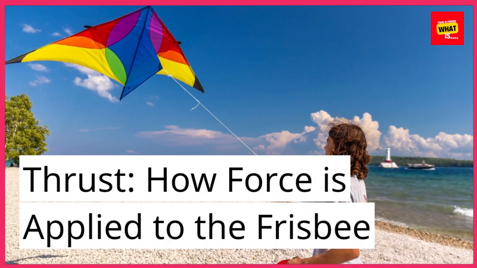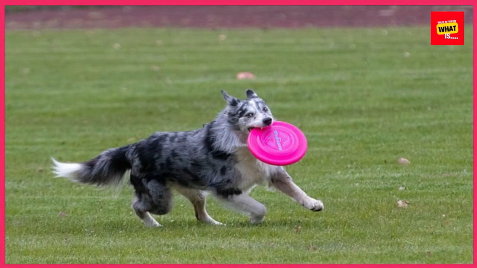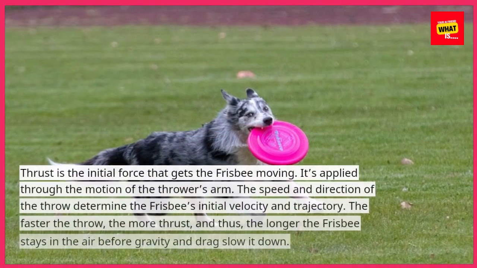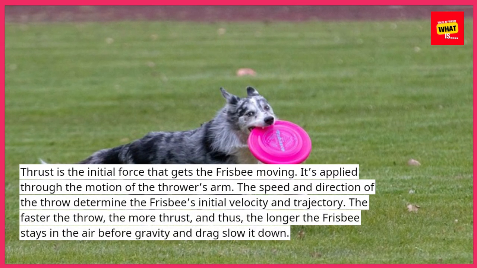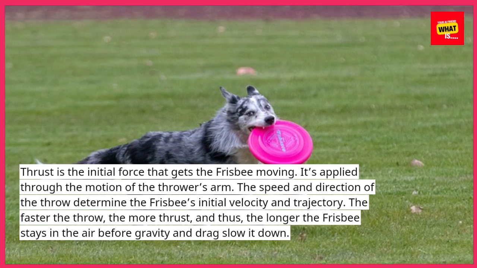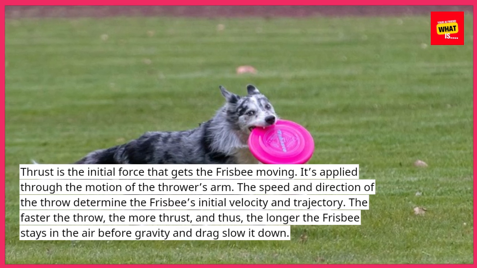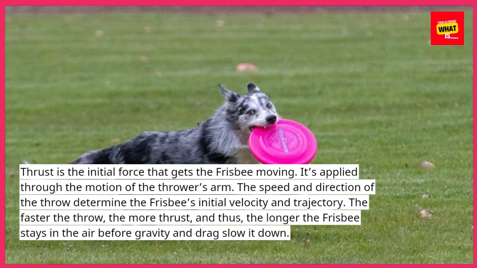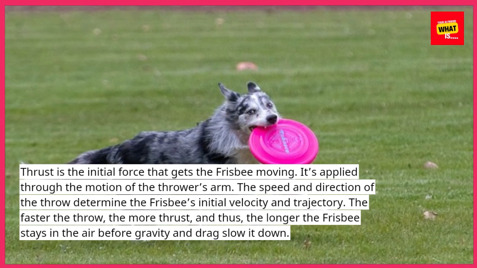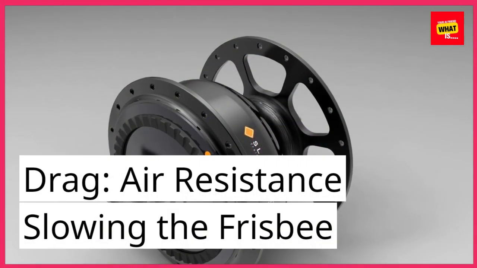Thrust: how force is applied to the frisbee. Thrust is the initial force that gets the frisbee moving. It's applied through the motion of the thrower's arm. The speed and direction of the throw determine the frisbee's initial velocity and trajectory. The faster the throw, the more thrust, and thus, the longer the frisbee stays in the air before gravity and drag slow it down.